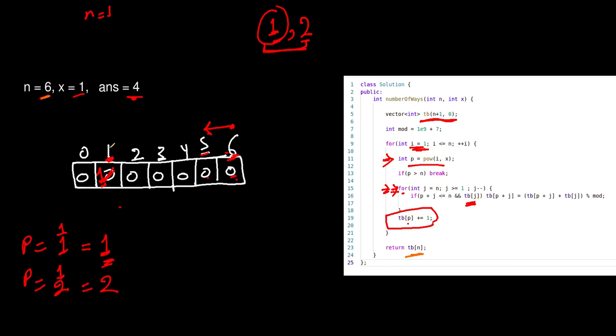Now we have this value j, 1 plus p, 2 equal 3. 3 is less than n, so this condition holds. That means we need to update the value at 3 here. We need to add the value at 1 to the value at 3. So 1 plus 0 is 1. And we are done with this for loop. Now tb of p, of 2, plus equal 1. And that's it for i equal 2.